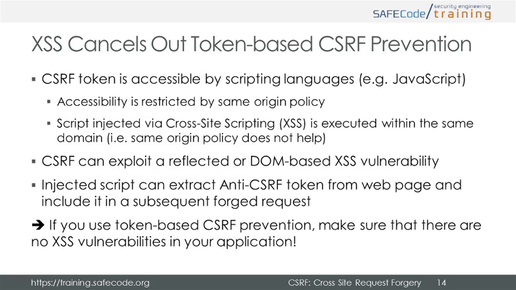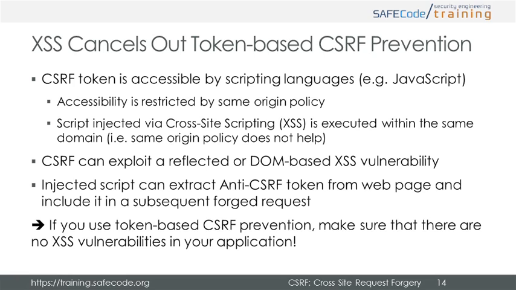If you decide to use a token-based CSRF prevention mechanism, you must ensure that no cross-site scripting vulnerabilities exist that would allow attackers to access the CSRF tokens. This slide explains why this can happen. Since CSRF tokens appear in the HTML page, they are accessible by JavaScript and other scripting languages embedded in the same web page. The same origin policy prevents script access across domains.